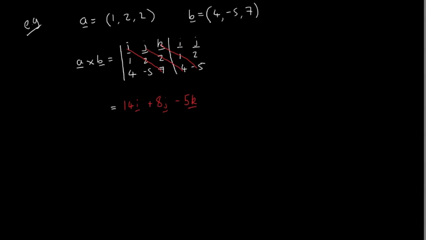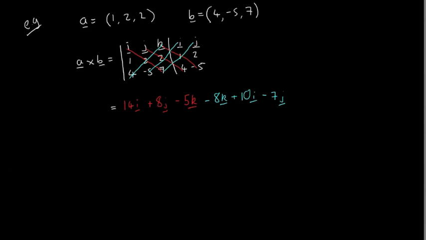That's the first step done. The second step is we do the upward diagonals, and remember we subtract these. The first one is k times 2 times 4, which is minus 8k. The second one is i times 2 times minus 5. Because we're subtracting the ones going up, this works out as minus minus 10i, so minus 10i is plus 10i. And finally, we have j times 1 times 7, so that's minus 7j.